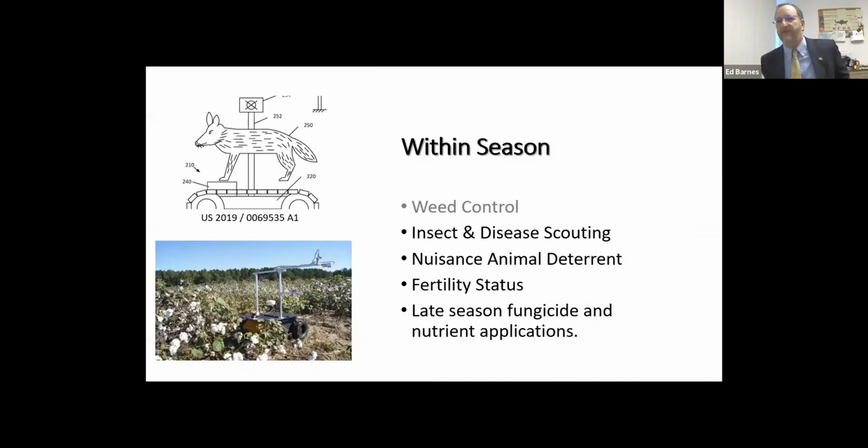So now let's move on from planting to the within-season possibilities. I'll say more about weed control in future slides. This bottom left is a little robot that's commercially available from a company called Clearpath Robotics. The model is the Husky, and Dr. Joe Mahan at Clemson has been doing some tests with this.